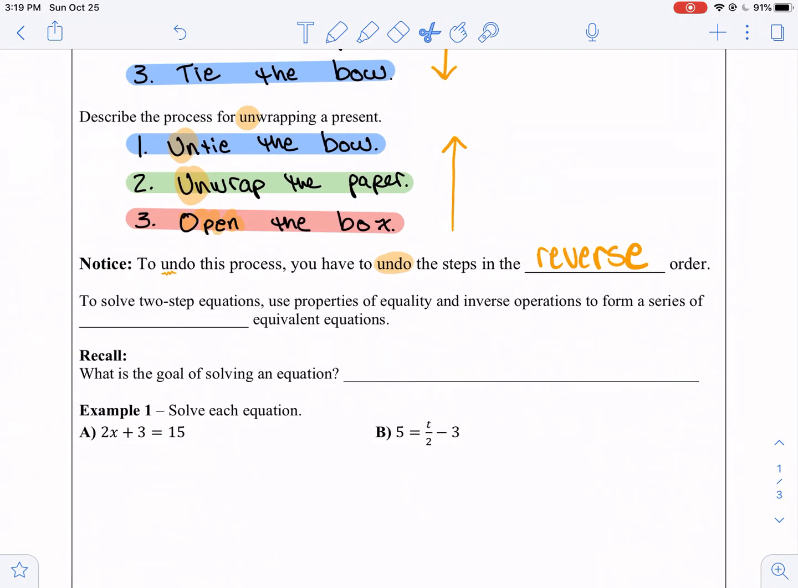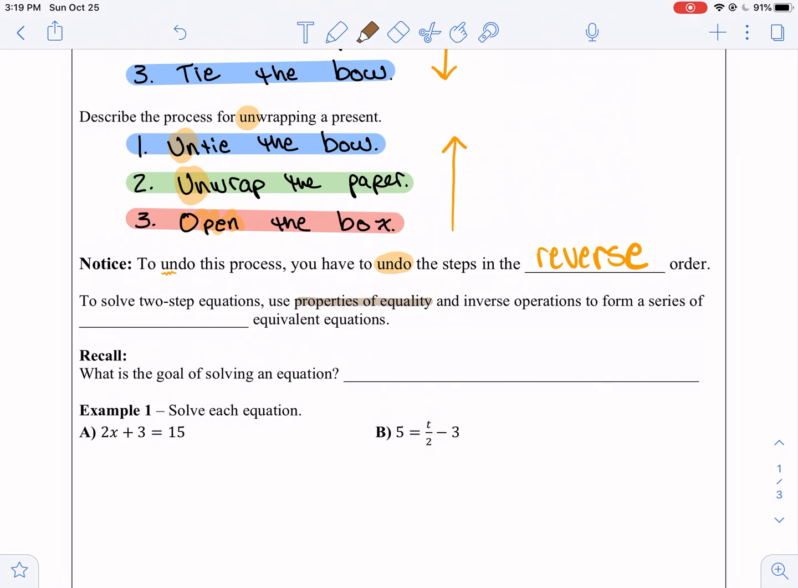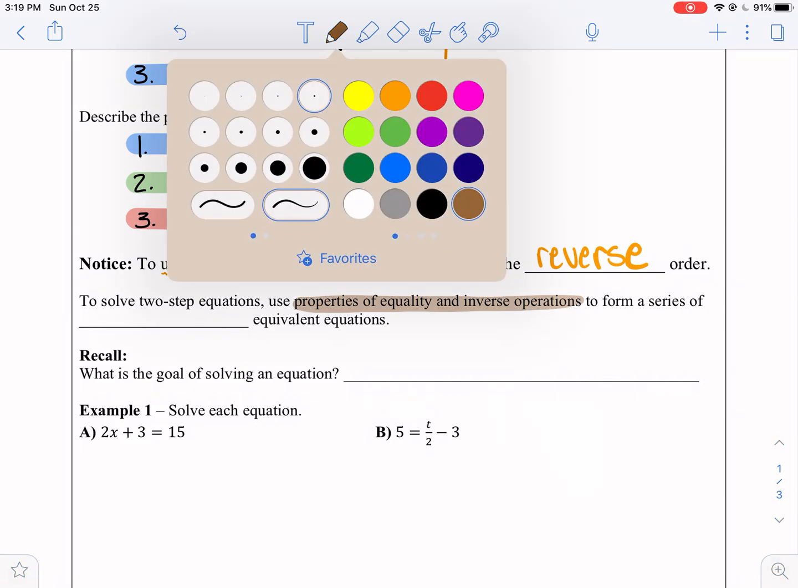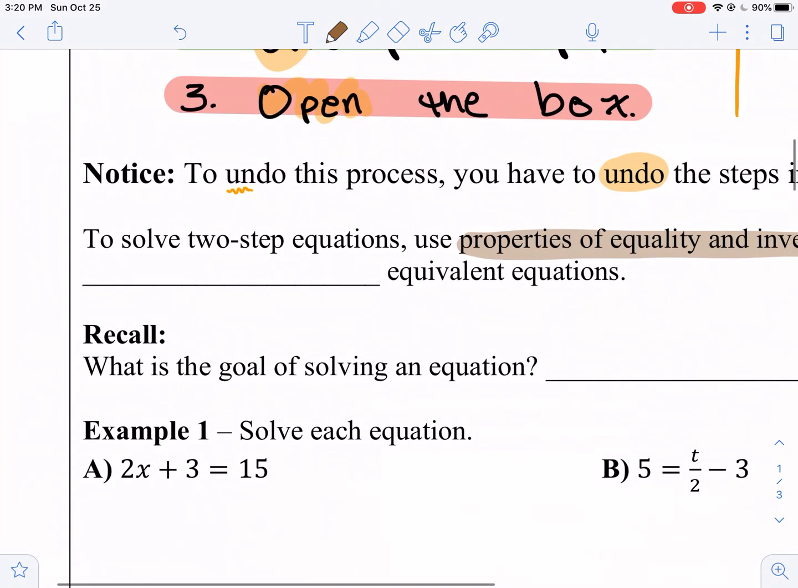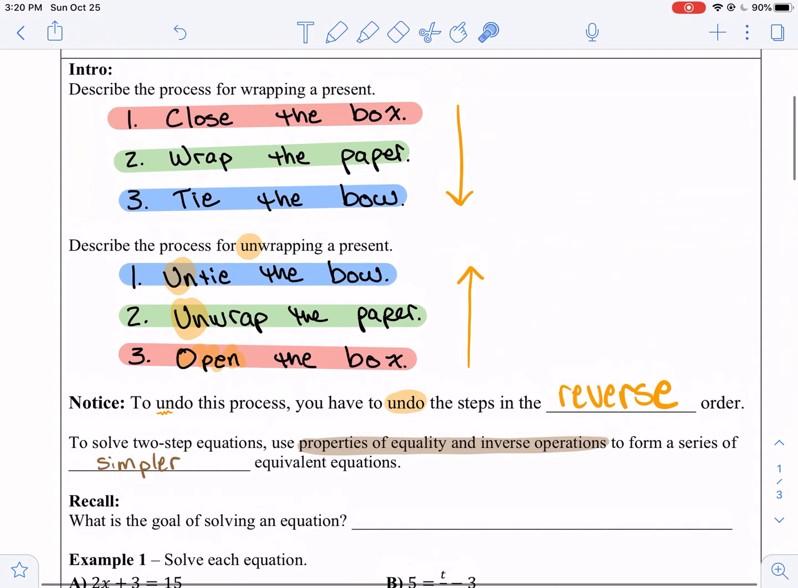So to solve two-step equations, we will end up using the properties of equality and the inverse operations we learned about yesterday, or our last lesson, to form a series of simpler equivalent equations. We're going to make our life simpler and simpler, but we're going to use order of operations backwards, in the reverse order.